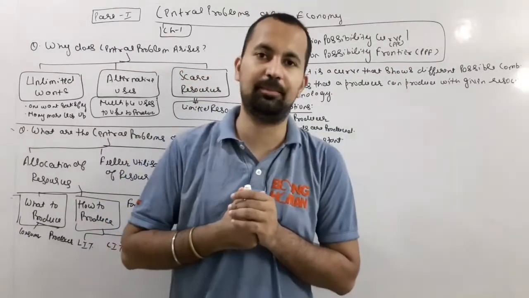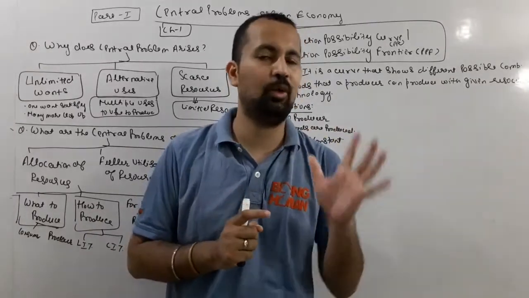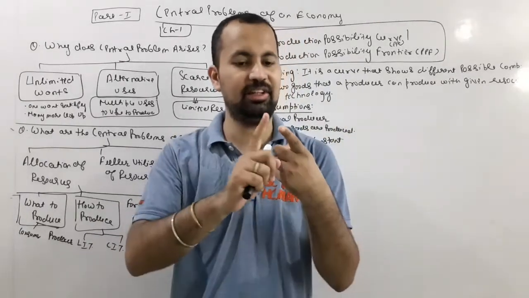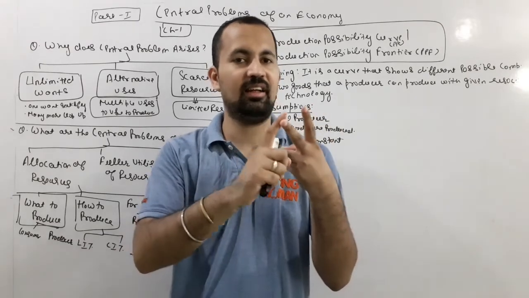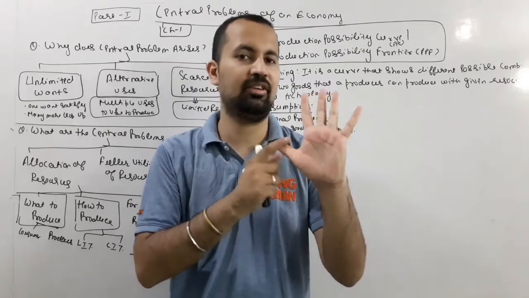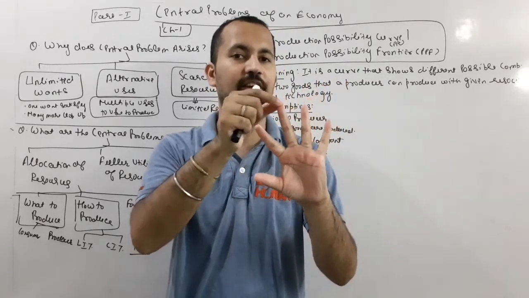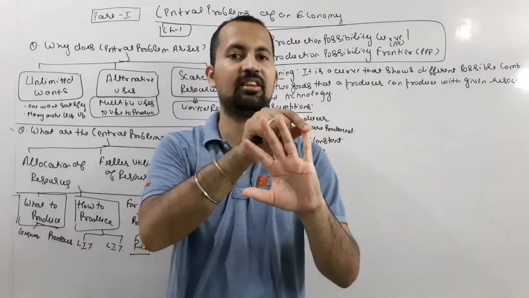Now the next part of the chapter. In microeconomics, we need to explain each and every heading in five parts. First, we need to explain its meaning. Second, assumptions. Third, schedule. Next, diagram. Next, explanation. Five parts. First is meaning. Second is assumptions. Third is schedule. Next is diagram. Next is explanation.